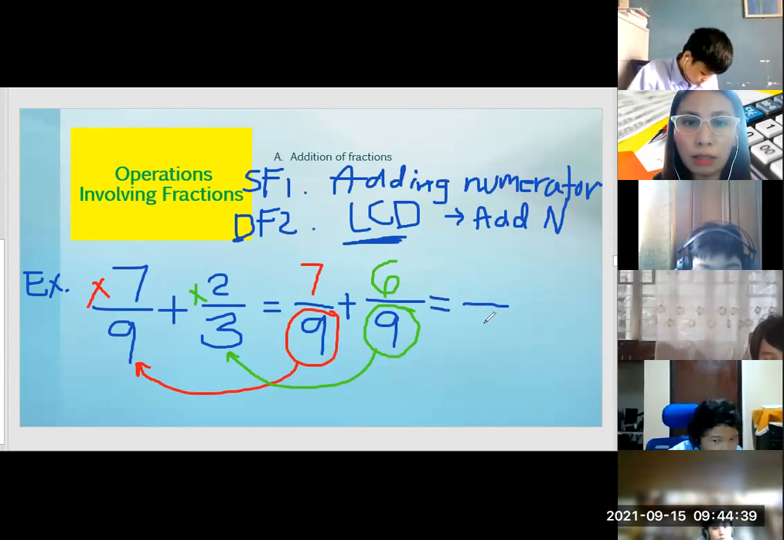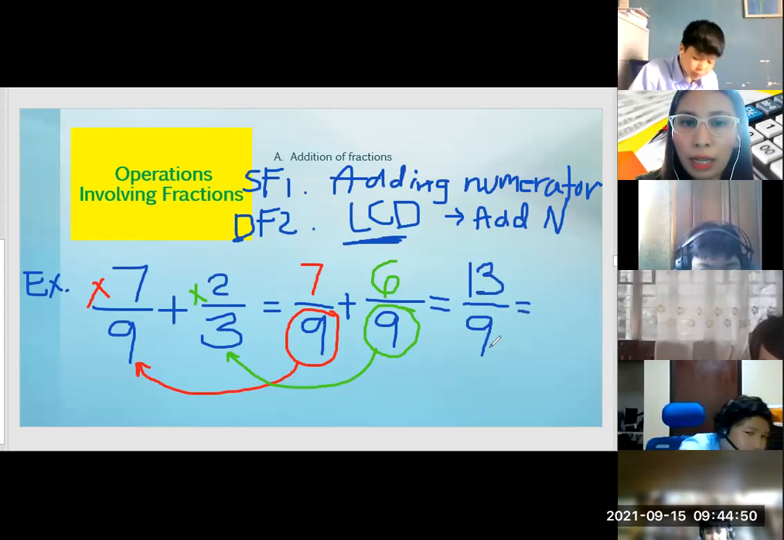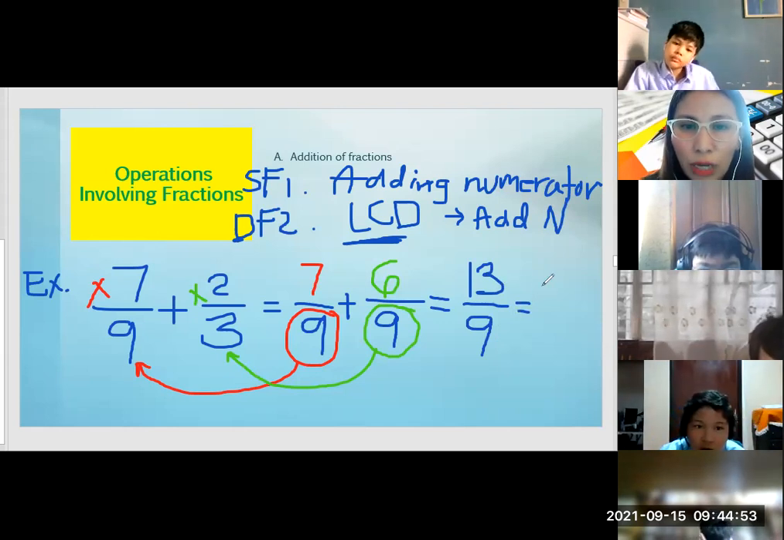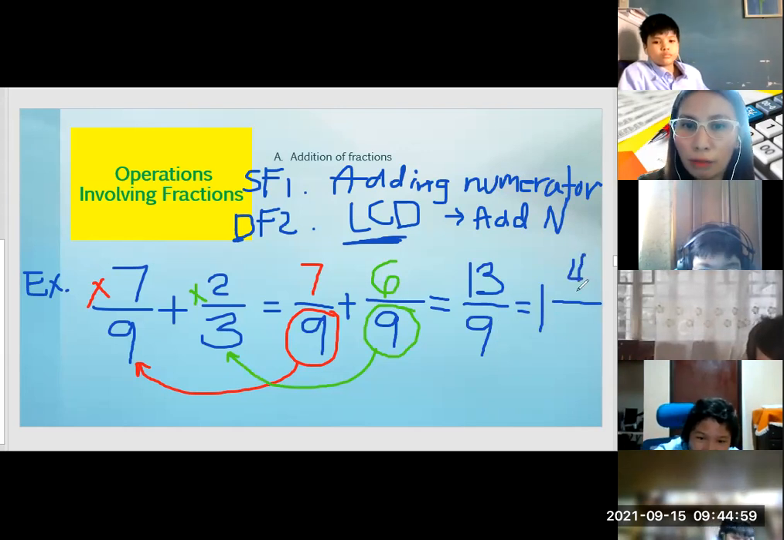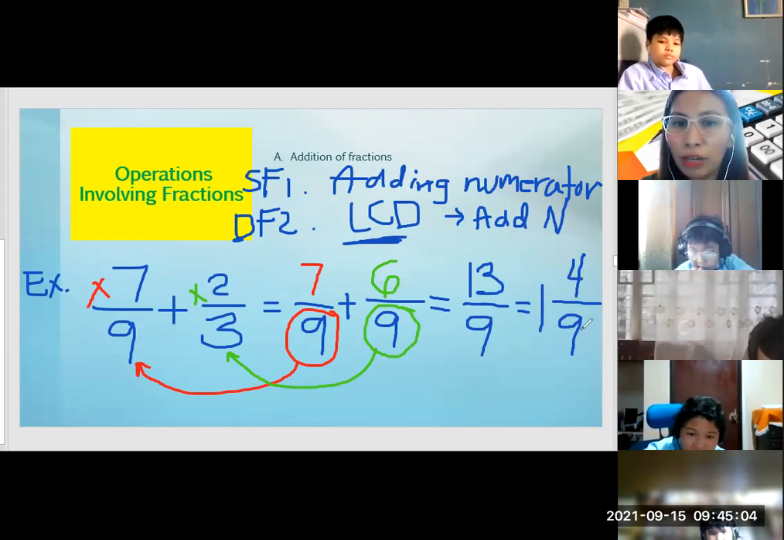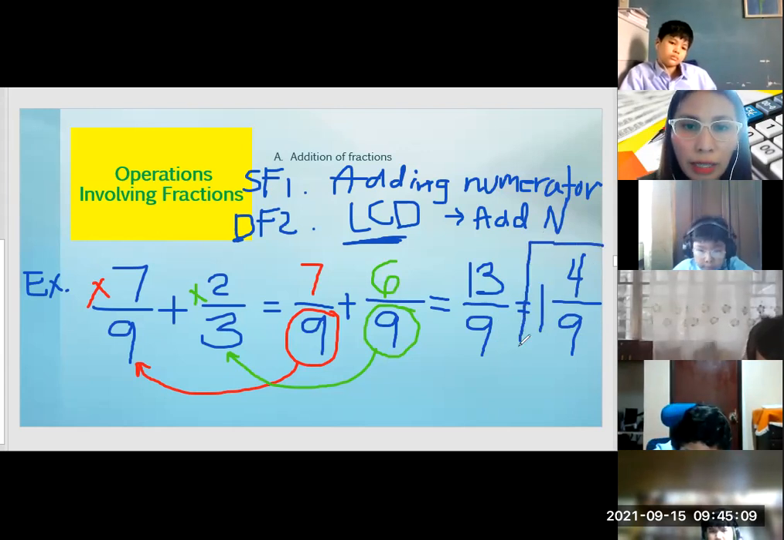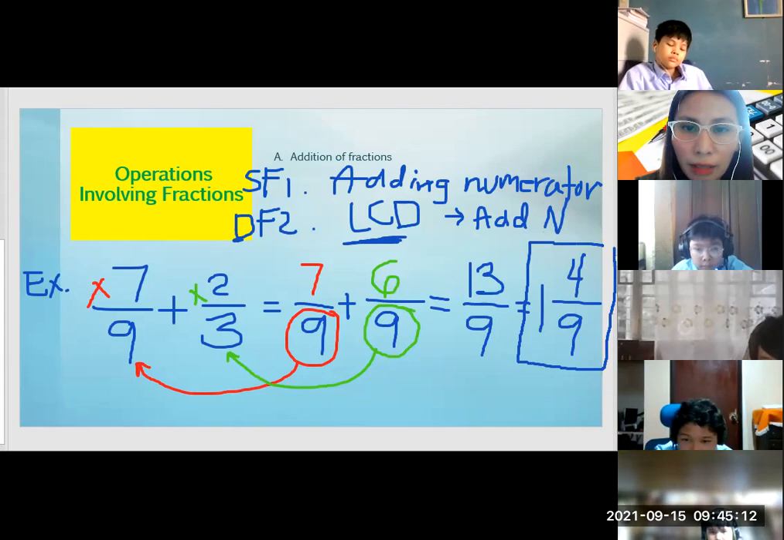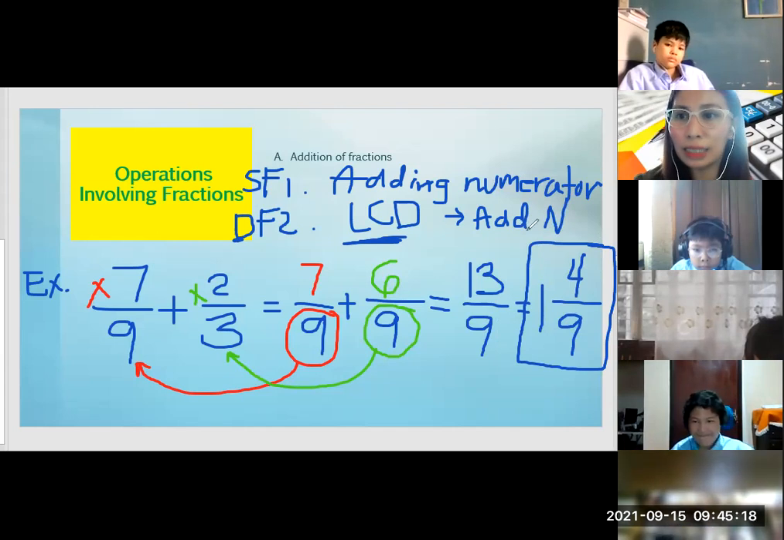Equals, so 9 again. 7 plus 6 is 13. We need to make it proper, right? How many 9s can fit in 13? It's only 1. And then subtract: 13 minus 9 is 4, so 1 and 4 over 9. Can we still simplify 4 and 9? No, not anymore. Correct. Therefore, 1 and 4/9 is the final answer.